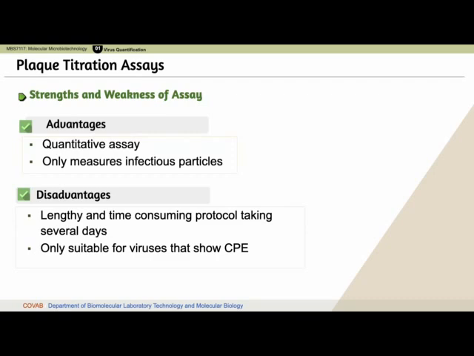You'll have spent 1 or 2 days getting the monolayers on the multi-well plates. Then you titrate the virus on the 2nd or the 3rd day. Leave the plaques to develop for about 3 to 5 days. So it's taking no less than 1 week. And it's only suitable for viruses that show CPE.